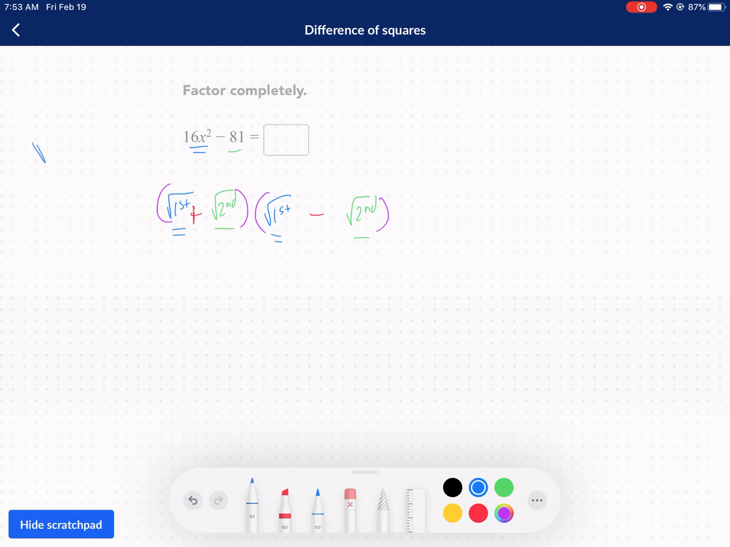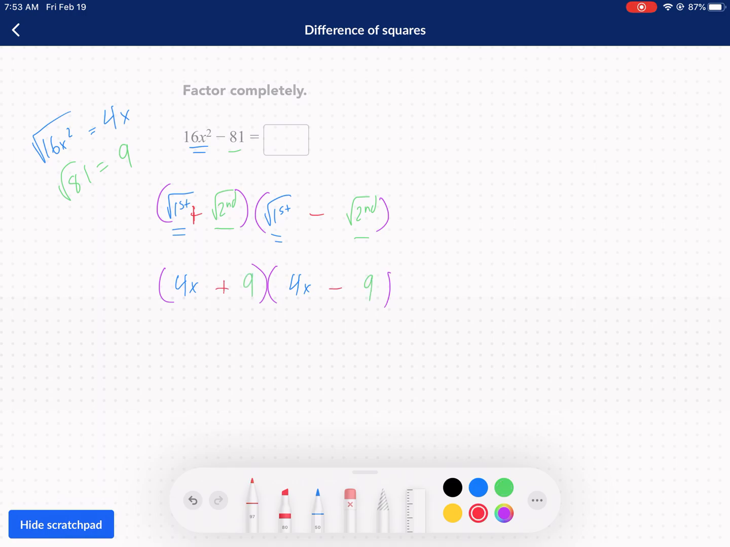So the first thing we always want to do is take the square root of both those terms, if they are in fact perfect squares. They are. Square root of 4x squared is 2x, and the square root of 81 equals 9. Now we're going to plug it into our parentheses. So we have our parentheses here. We can go 2x and 2x in both those spots. Then we put 9 and 9 in both those spots, and we make one positive and one negative.